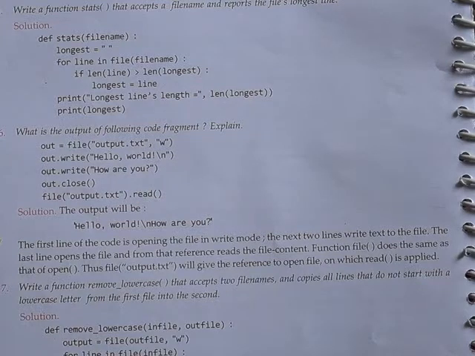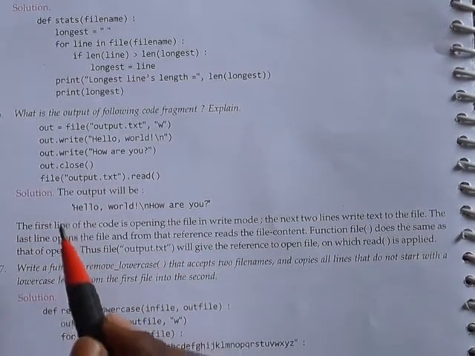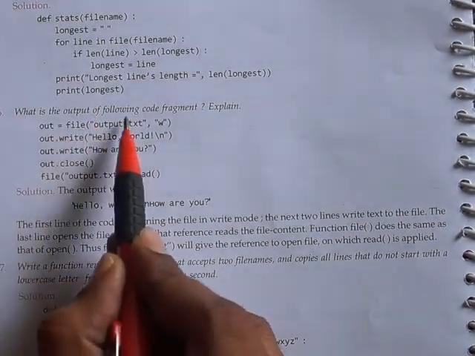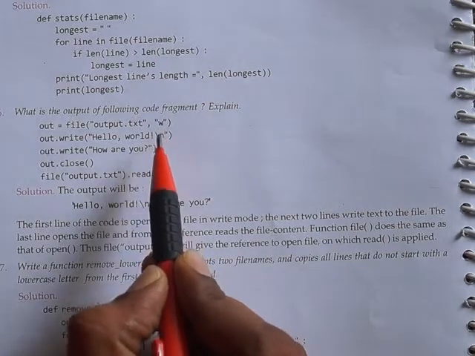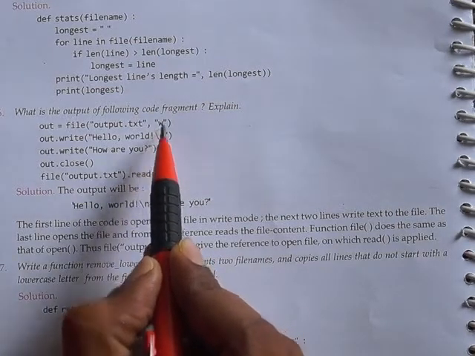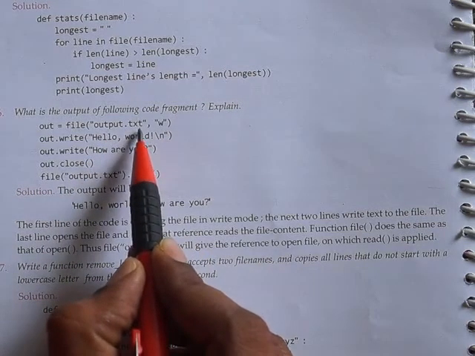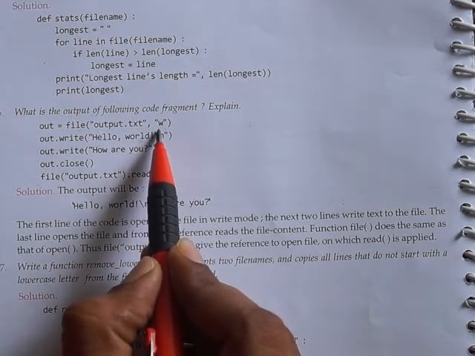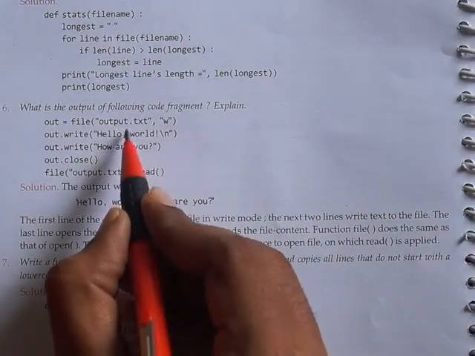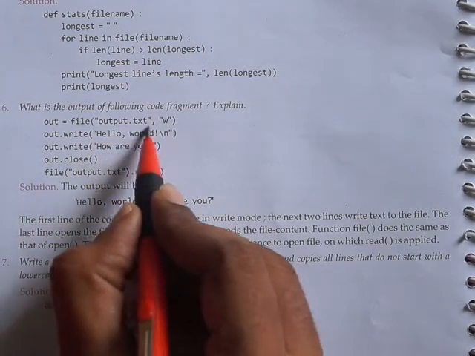Take page number 194 and take question number 6. What is the output for the following code? That's the question. Okay, so see this program. What is here? Write mode is there. Write mode means this file output.txt is newly created now. Whenever you see write mode, you can assume that a new file is going to be created. So now I am going to create a new file called output.txt.